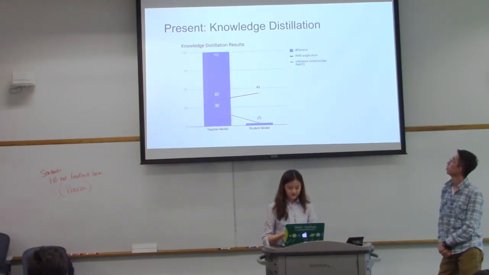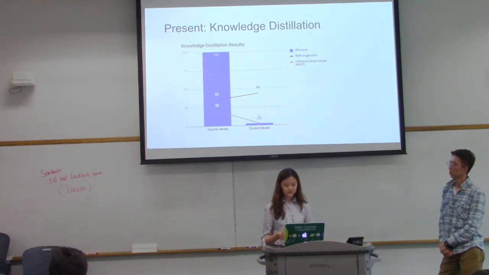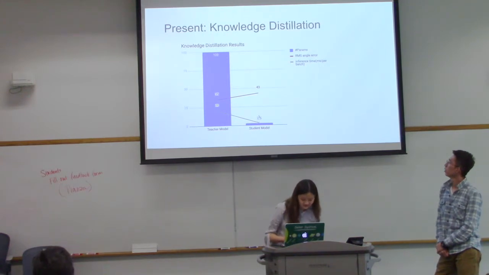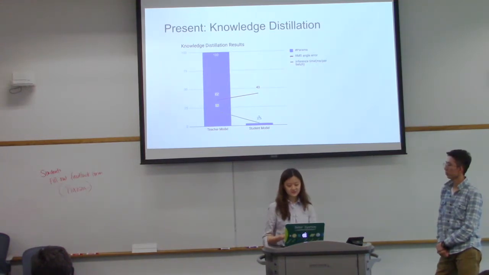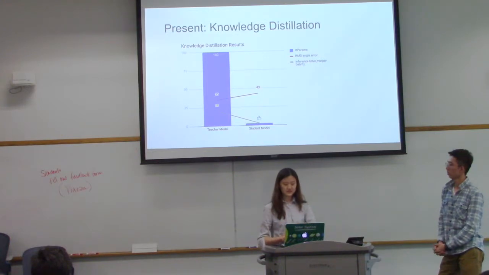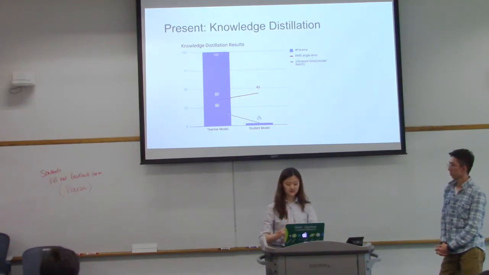And here's the result we have. By defining the student model this way, we can see that the parameters are only 2.5% of the original teacher model, while we lose a little bit of accuracy, and the accuracy now is around 40. We can also see that the inference time of the student model is pretty low. It's only 3 milliseconds per batch.